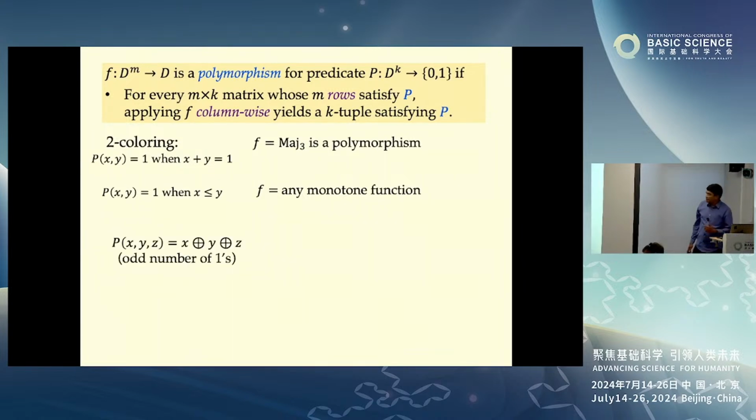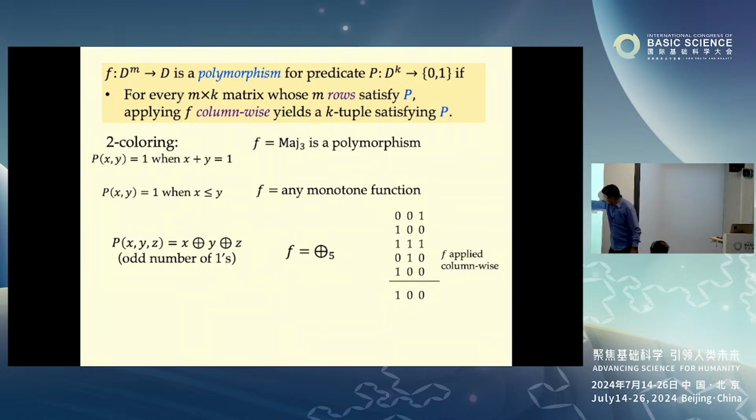Coming back to another example, if P checks the number of 1s among a triple. So, it takes 3 things and it outputs 1 if there is 1 or 3 1s and 0 if there are 0 or 2 1s. Okay. In this case, what is a polymorphism? I can take 5 triples like this. Note that each row has an odd number of 1s, and 5, just because it is an odd number, any odd number works. And I can simply take the XOR along each column and that will also have an odd number of 1s. Okay. And therefore, this parity function on 5 inputs is a polymorphism.